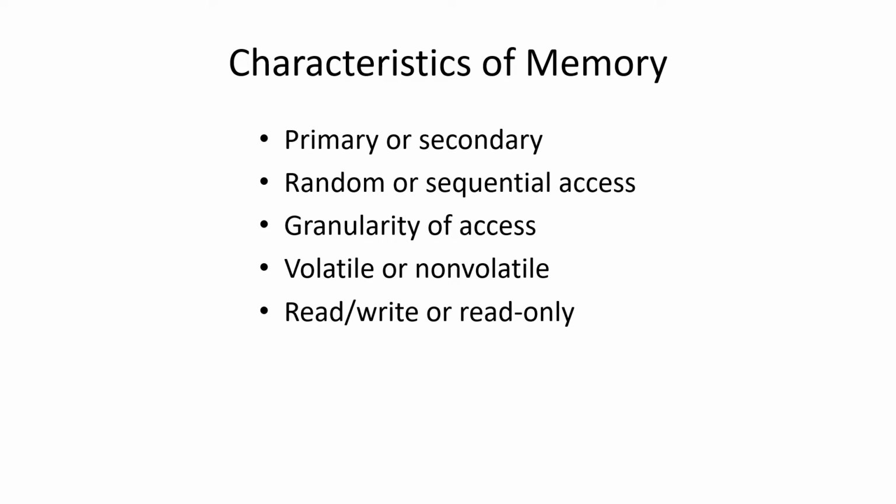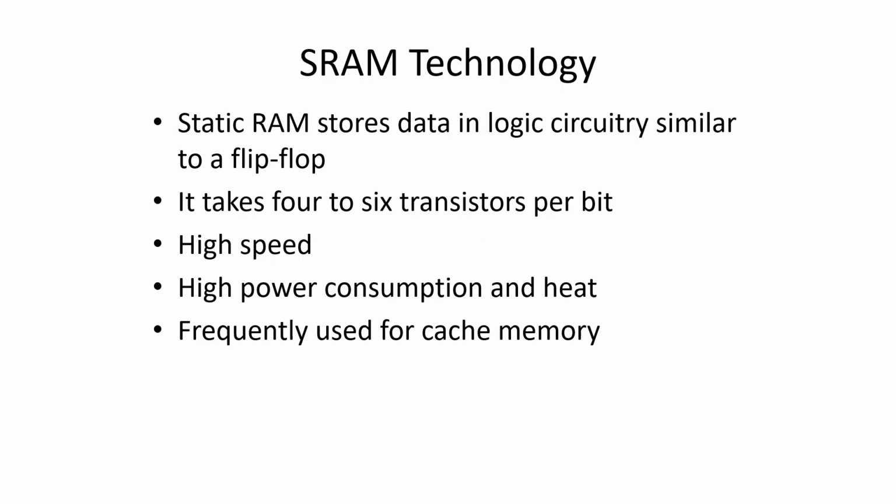RAM and cache can be changed during the execution of the program, whereas other parts of your memory you may want to be read-only. The BIOS of your system is read-only. There are 2 basic technologies for the internal memory of your system: static RAM and dynamic RAM. Static RAM is used in the cache, and it's very fast. It consumes more power than other systems, and therefore creates more heat.